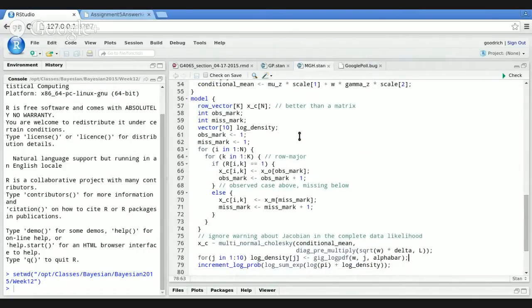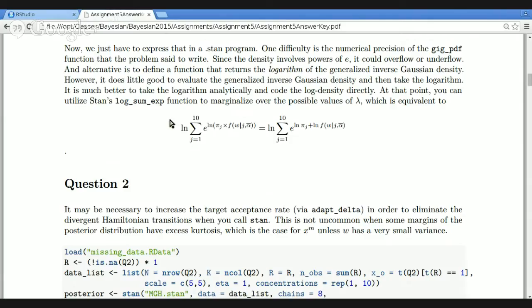And then you have this mixture business where, for the 10 possible values of lambda, you compute the logarithm of the PDF for w given alpha bar, and then you add to those log densities the log of the simplex, do the log sum exp function, and I put that again here. So you want essentially the logarithm of the sum of 10 densities.